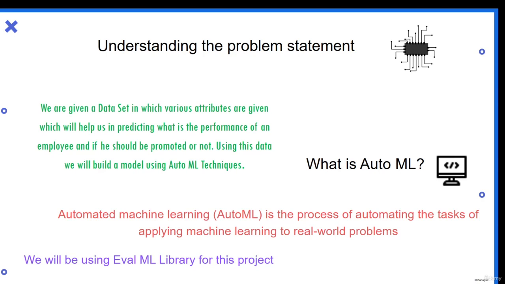Now, what is model development? Model building, model hyperparameter tuning, model validation, model selection, all of these things come under the model development part. So AutoML automates all of these things. In this we'll be using the EvalML library. There are various AutoML libraries, but we'll be using EvalML for this project.